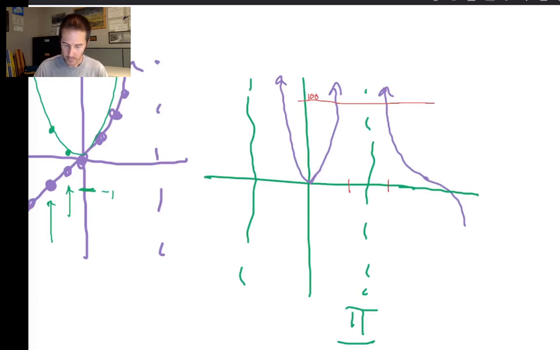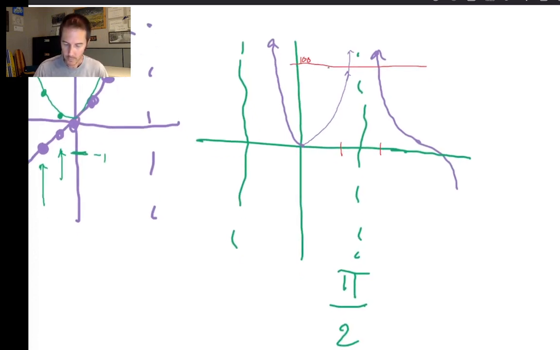So if I had drawn this a little bit better, considerably better, this should also be symmetric around or about pi over 2. So we need to know these x values so that we can figure out what this distance is, so that we can determine our delta value.